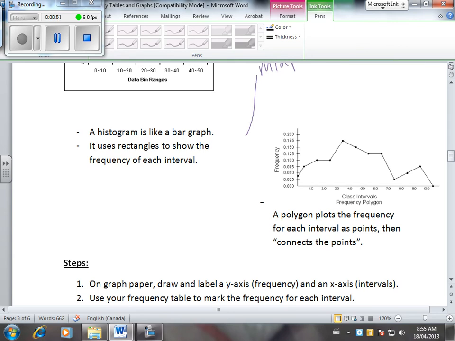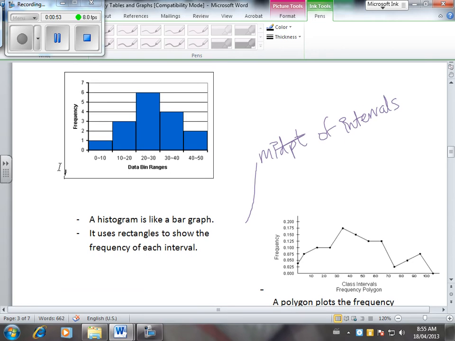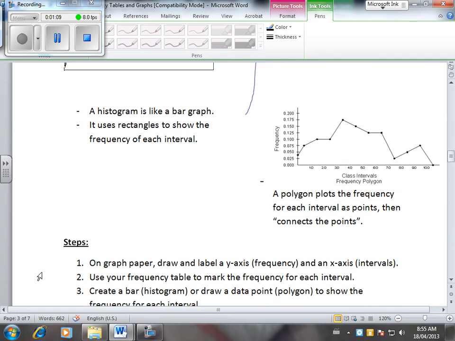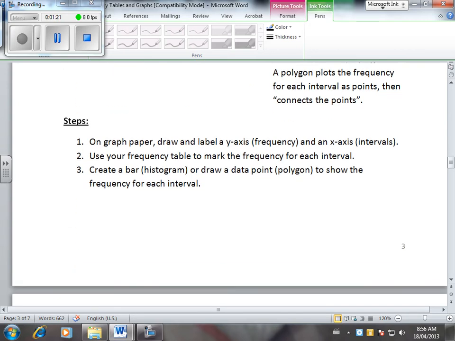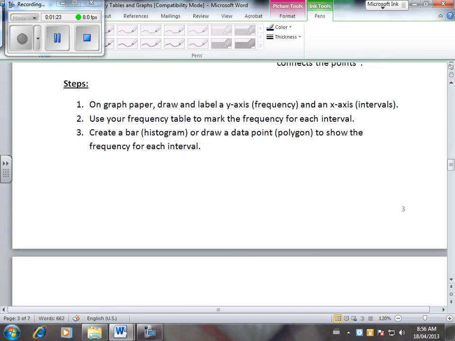So a histogram is like what you would think is a bar graph, okay, and it just has its own special name in statistics. And the reason why we don't count it as a bar graph is because technically it's not using bars, it's using rectangles, and the rectangles show the frequency of each interval. And then a polygon plots the frequency, so it puts down each point, okay, and then it connects the dots essentially.